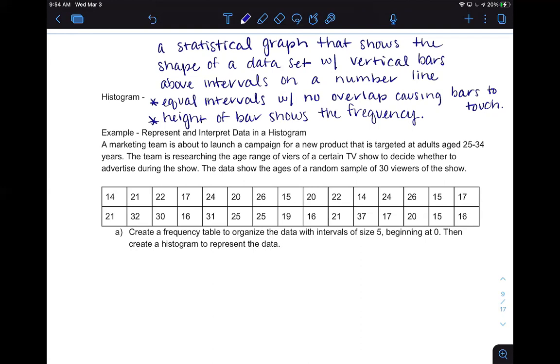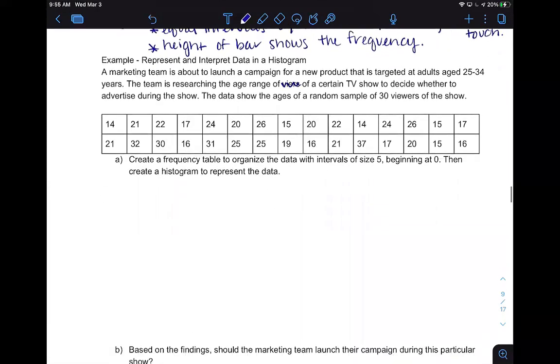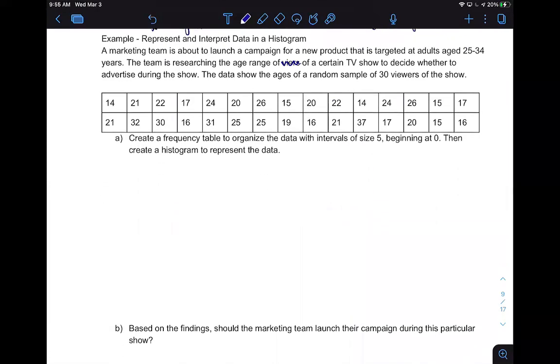All right, so our example. A marketing team is about to launch a campaign for a new product that is targeted at adults aged 25 to 34 years old. The team is researching the age range of viewers of a certain TV show, to decide whether to advertise during that show. The data shows the ages of a random sample of 30 viewers of the show. So we are going to create a frequency table to organize the data with intervals of size 5, beginning at 0, and then create a histogram to represent that data.